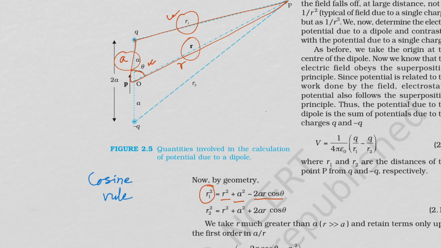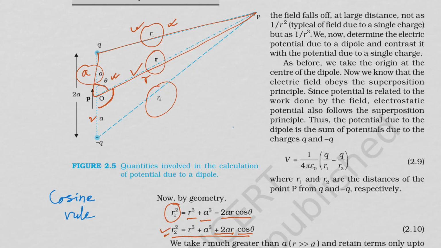Through this, we can find the length of the third side. Because we now know the third side, the square of the third side is r square plus a square minus 2ar cos theta. And if the angle between the two sides r and a is more than 90 and less than 180, then we use this formula where r2 square is equal to r square plus a square, and instead of minus 2ar, here it is plus 2ar cos theta.